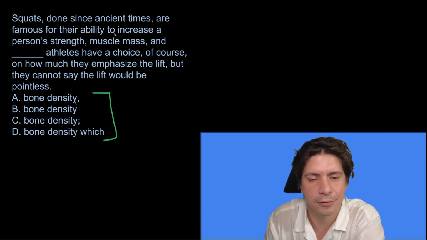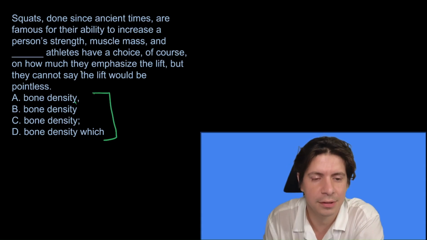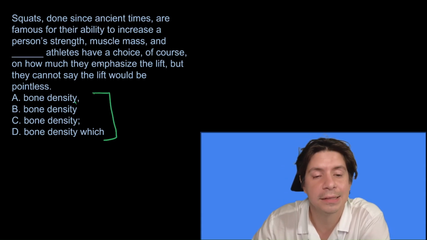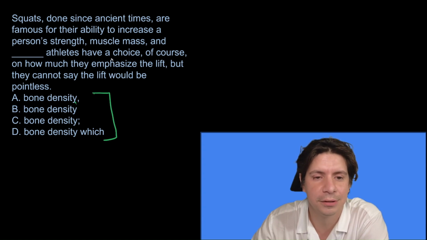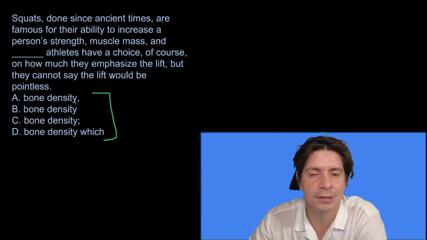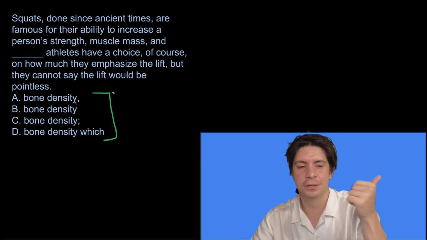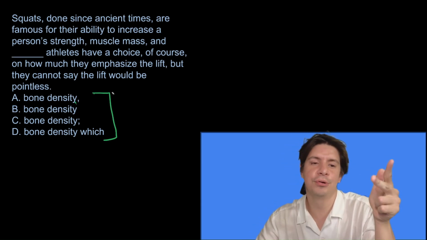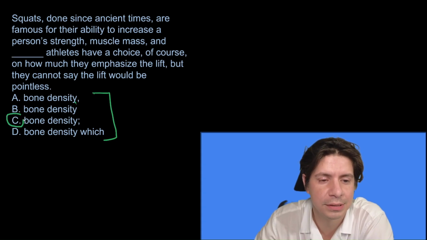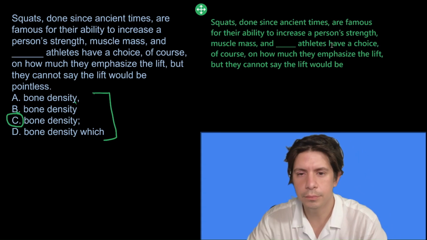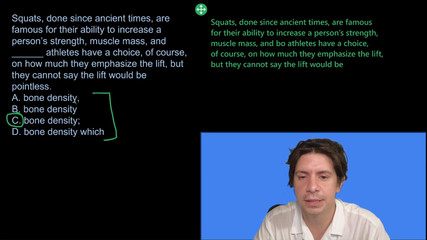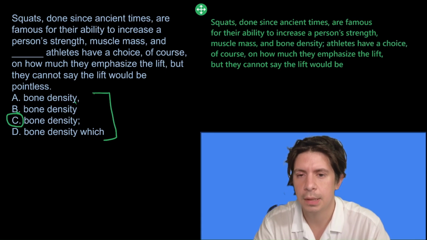Squats are famous for their ability to increase a person's strength. Okay, that's an independent clause. Sets up another independent. Athletes have a choice, sets up another independent clause. So then we need to separate these two independent clauses either with a comma and a FANBOYS, a period, a semicolon, or maybe a colon. The only one that we have here is bone density with a semicolon. We would fill it in here with bone density and then semicolon.